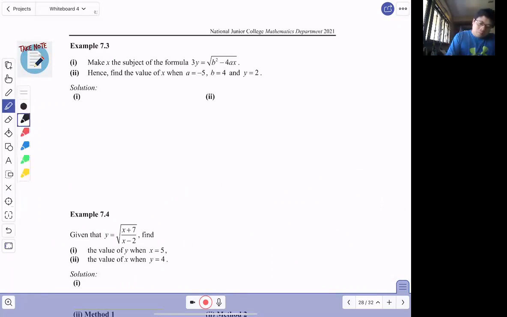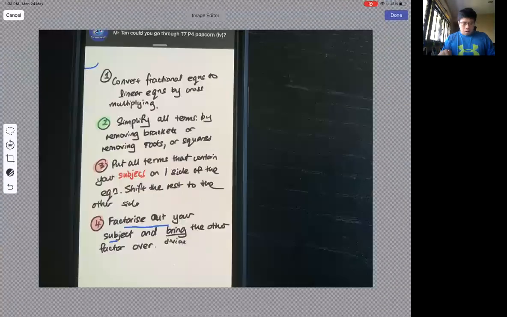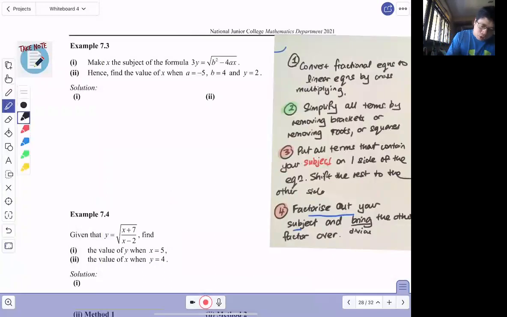Same thing, same tips. I put the tips here again. Make x the subject of the formula. You see the variable that I'm interested in is over here. Can I convert? It seems like it's already linear. Simplify all terms by removing brackets or removing roots or squares. You can see that there's a square root.